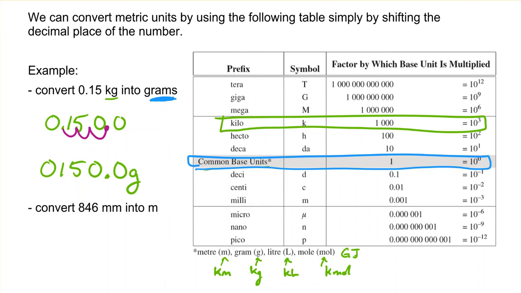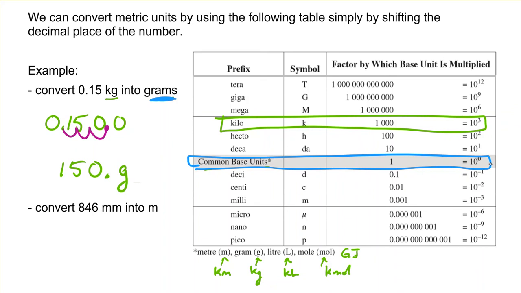And typically we would take into account significant digits, but I don't want to worry about that right now. We'll worry about pulling everything together a little bit later on. So all we had to do was move our decimal place 3 times to the right. I'm going to delete those and just put 0 grams there. So 0.15, a small number, became 150, a big number, because we're moving to a smaller unit.